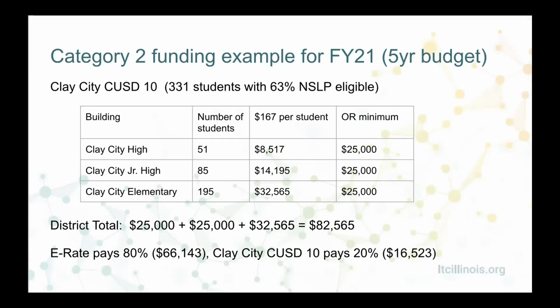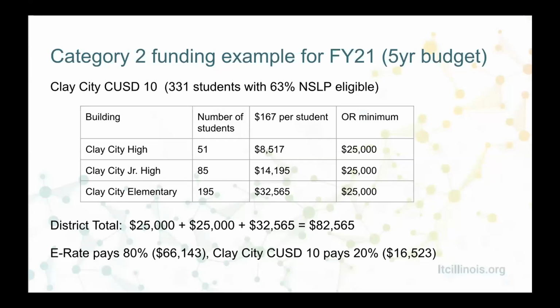So what this means is this is a 5-year budget. At this point, Clay City can decide to go out and have a spending spree and spend all $82,000 this year and buy all of the equipment they need. However, if they do all of that spending this year, come up with the $16,000 on their own for the match, and they move forward, they will not have any budget for the next 4 years.